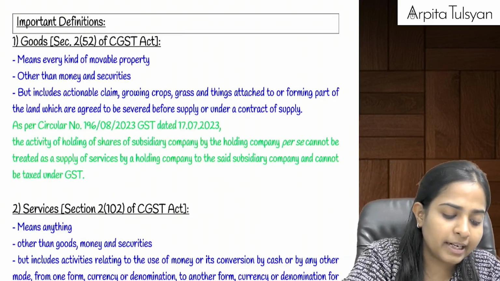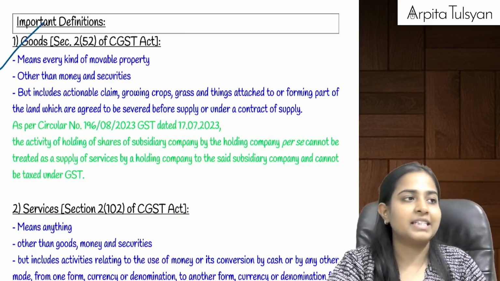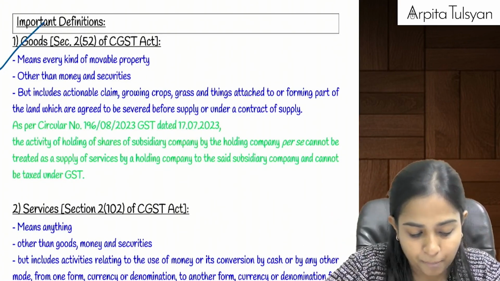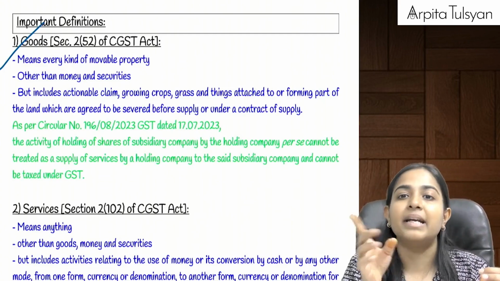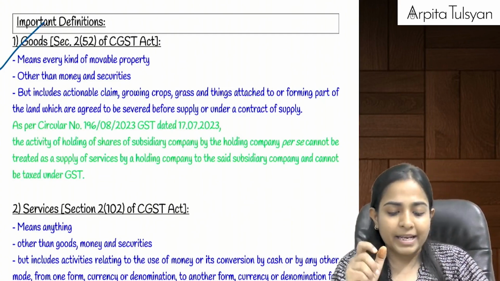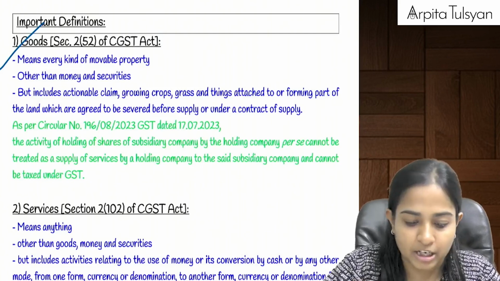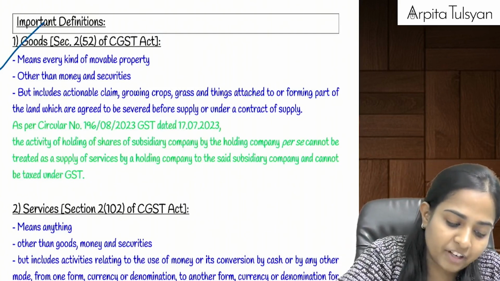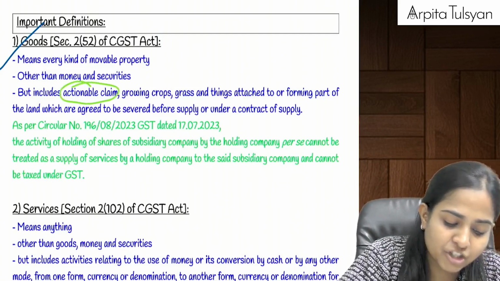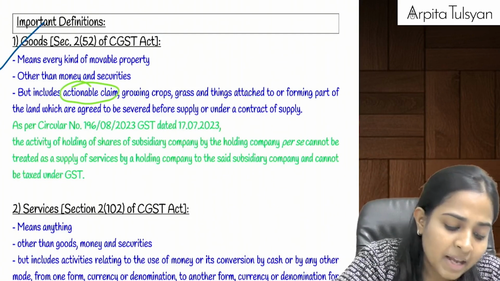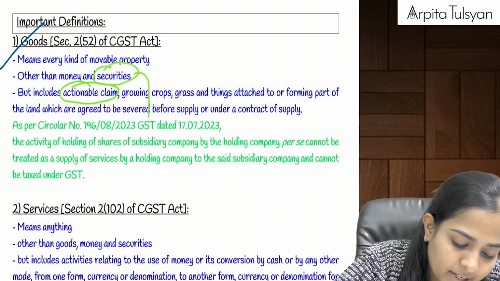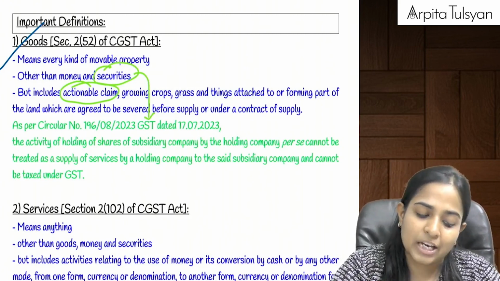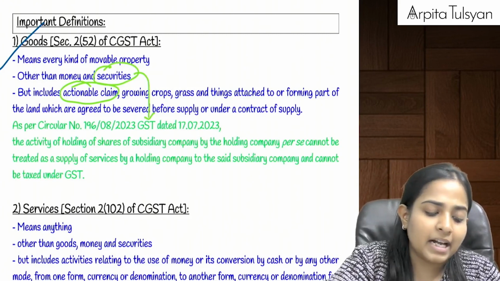Do you recollect we had done the definition of goods, where we studied that goods means anything in the form of movable property but other than money and securities, but including actionable claim. Now here there are two places where they have given us some clarification. One is for actionable claim, which we will study later, and the second one, which we are going to study on this page, pertains to securities.